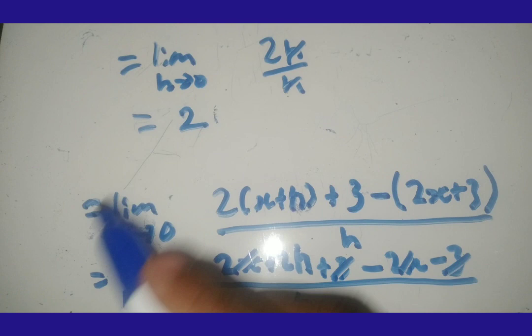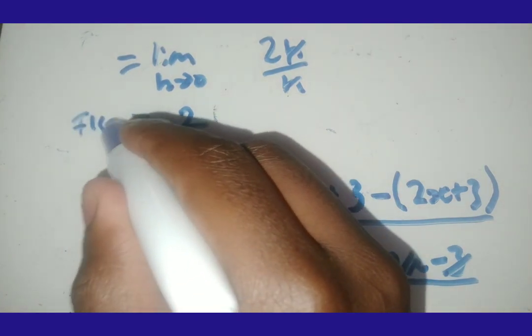So the answer just remains f prime x is 2. The first derivative is equal to 2.